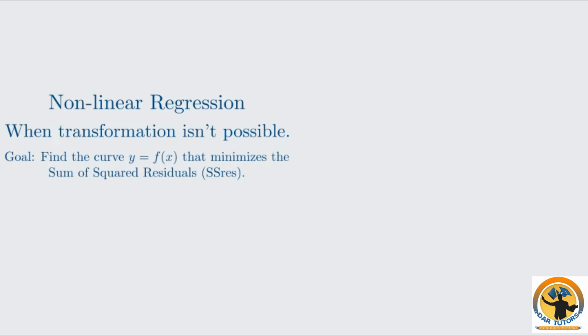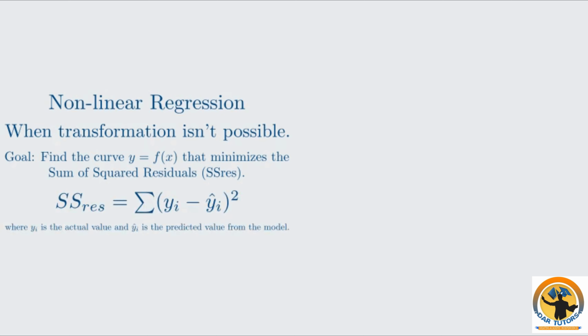The way we measure best fit is by minimizing the sum of the squared residuals, or SSE. A residual is the vertical distance between a data point, y_i, and the corresponding point on the fitted curve, y-hat_i. The sum of the squares of these residuals gives us a value that quantifies the total discrepancy between the data and the model.